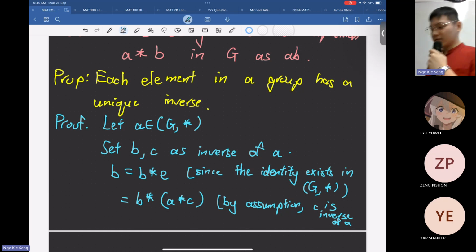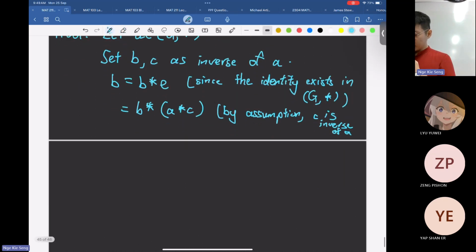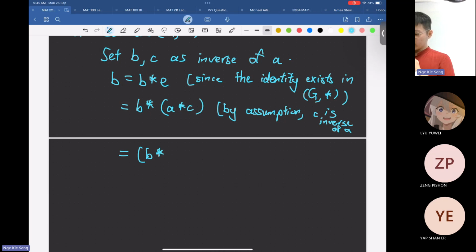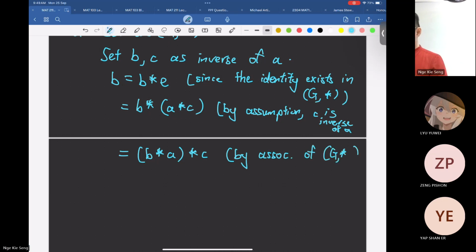We need to use associative. All right. So we need to move the bracket to the place that we want. Okay. So only now, we can use the assumption again. So this is by associative of G star. So this is E times C. Okay. So what is E times C? Is still C.